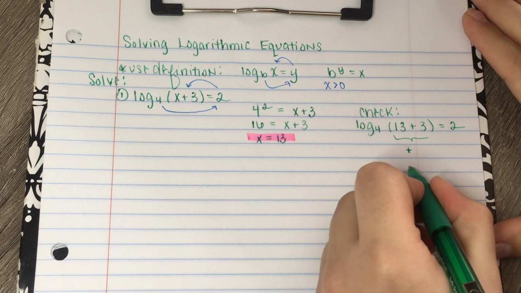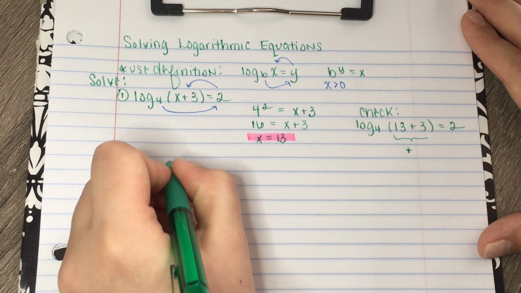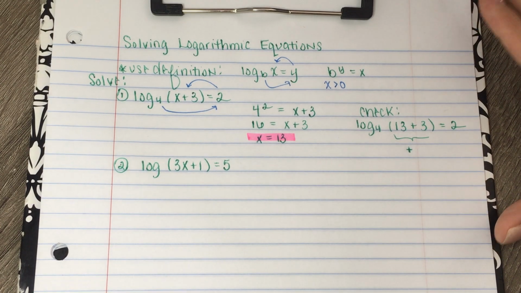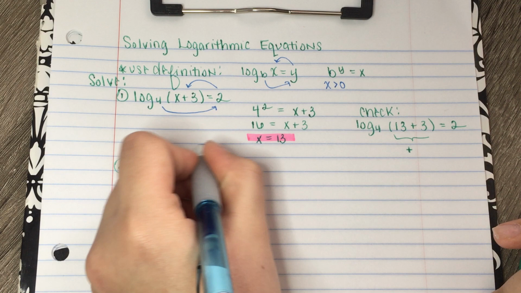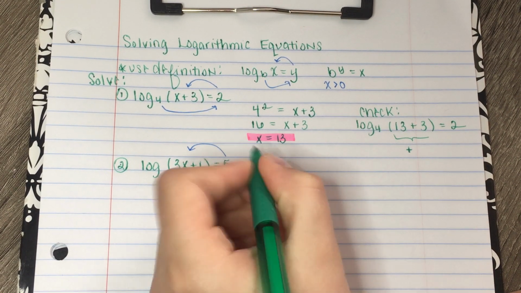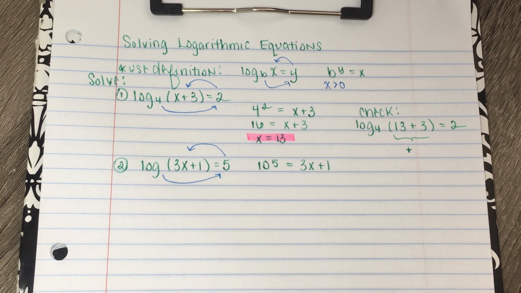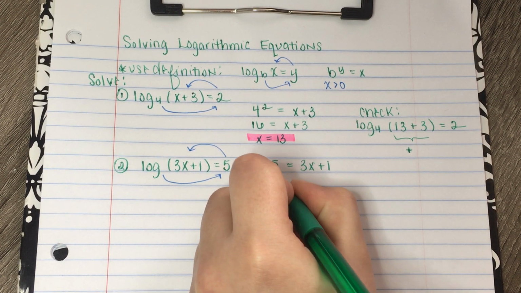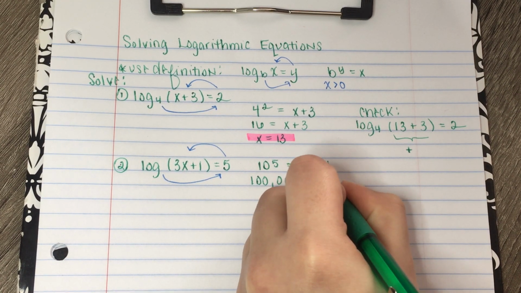All right, we're moving on to number 2 here, and we're going to have log of 3x plus 1 is equal to 5. We're going to scoop and loop and use that definition. I have my common log, and I'm scooping and looping around. We're going to rewrite this in exponential form, and that's 10 to the 5th power is equal to 3x plus 1. Now my goal is to solve for x, so we're going to expand that 10 to the 5th power, and that's going to be 5 zeros, which is 100,000. And then we still have that 3x.